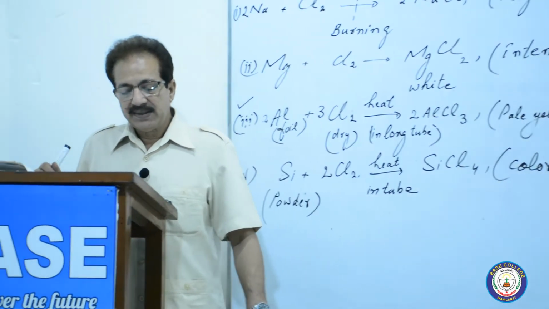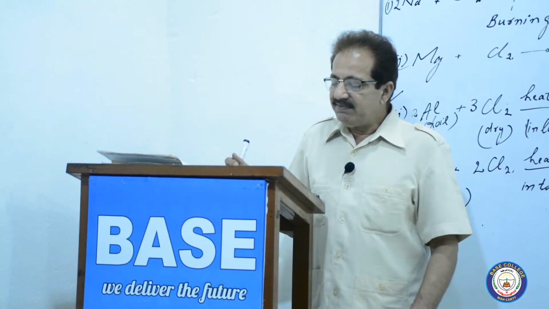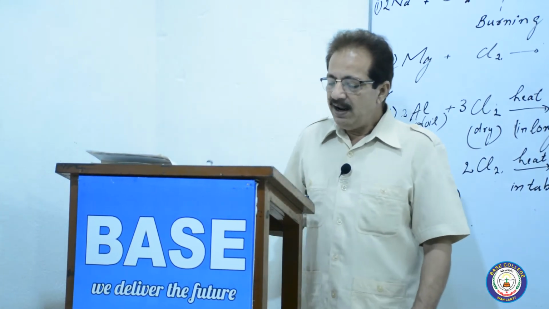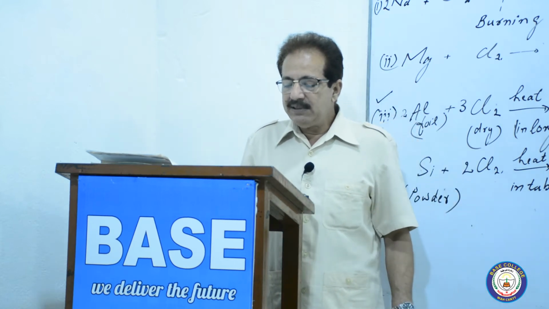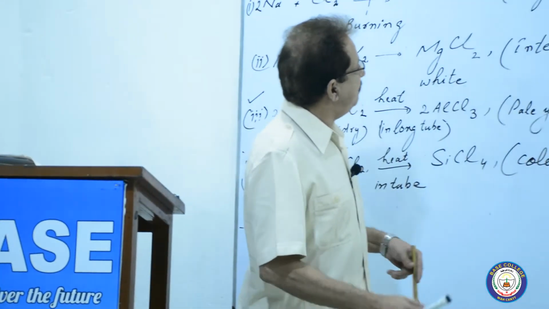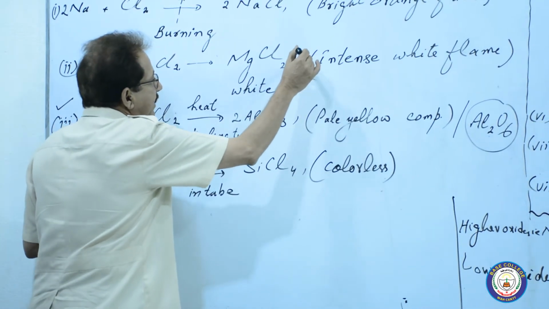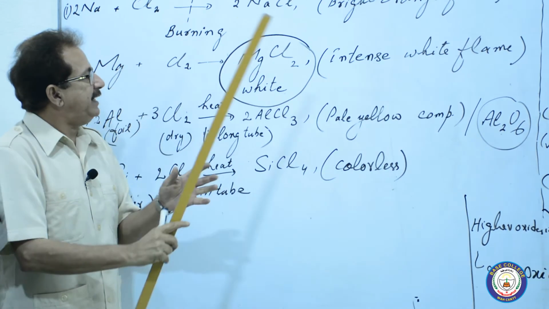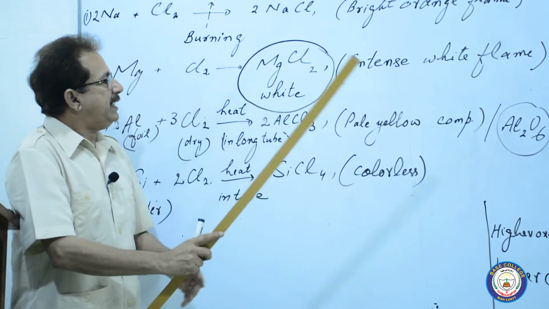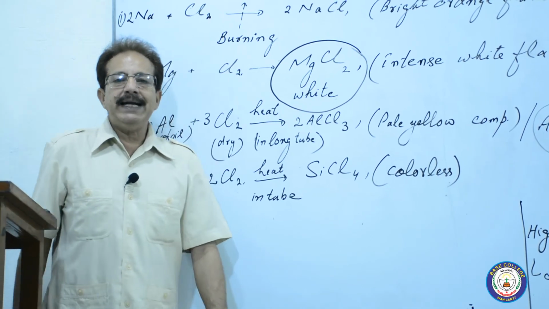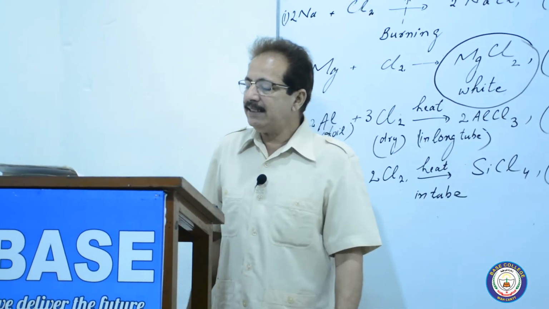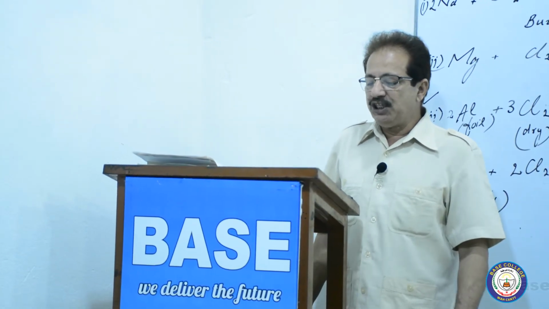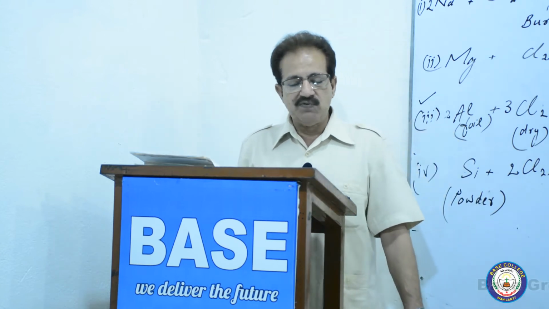After that, question number 2: give the colors of the following compounds. MgCl2. Here you have observed that white is written. So magnesium chloride is a white solid. Write here as the answer for MgCl2 in this quick quiz, that it is white.